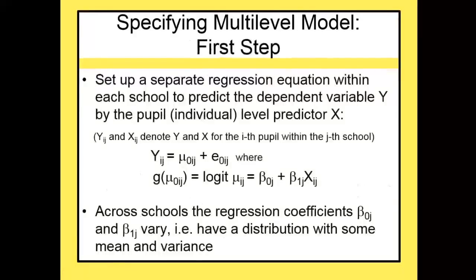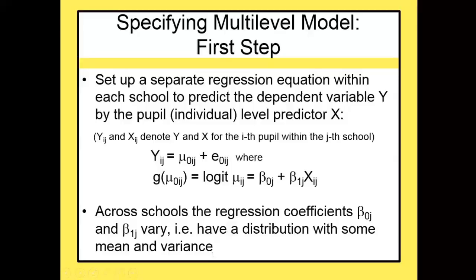Okay, and let's talk about it in terms of setting up models at different levels. So what you do is you set up a separate regression equation within each school to predict the dependent variable y by the pupil or individual level predictor. And then across schools, the regression coefficients will vary and have a distribution with some mean and variance. So I'm starting with the first step, which is on the individual level.